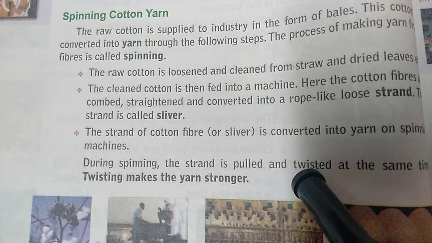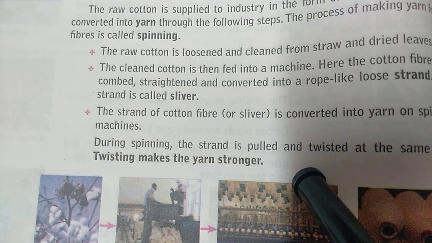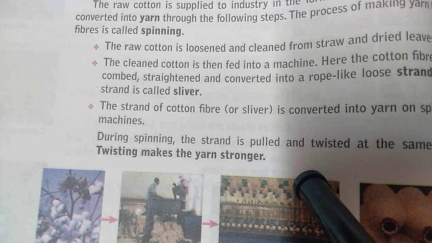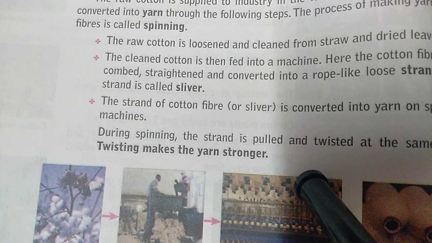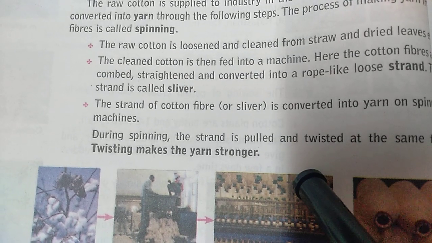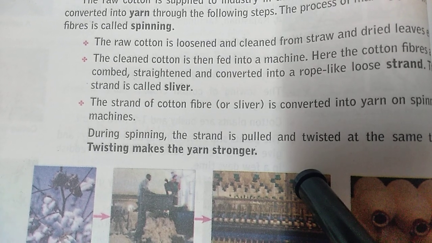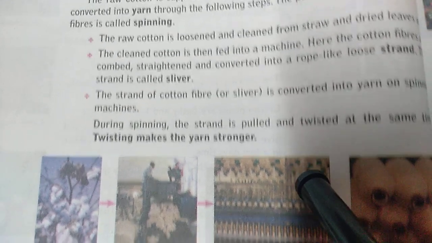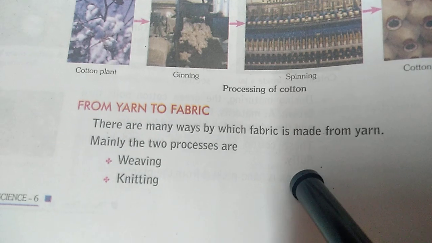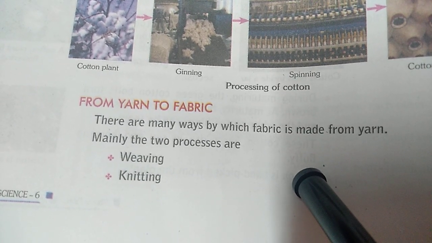Then this fiber is converted into yarn. Actually, the proper thread you see is yarn, and yarn is made up of 2 or more fibers. तो ये fiber या sliver को twist करते हैं and yarn is produced, and by twisting, yarn will become stronger. After that, how is this yarn converted into fabric? Yarn is used to make fabric or cloth.